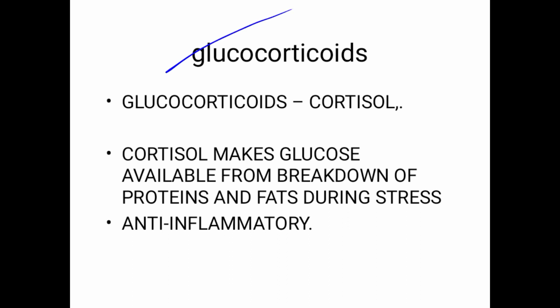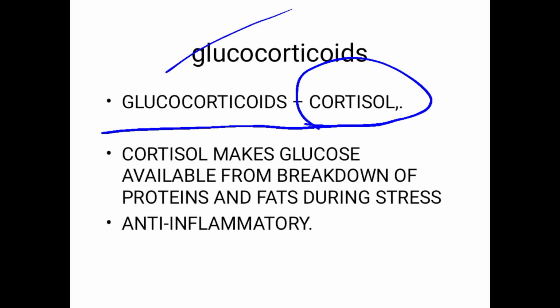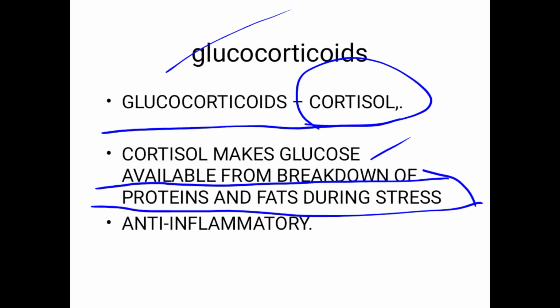Next are the glucocorticoids. The glucocorticoid example is mainly the hormone cortisol. The main function of cortisol is to make glucose available from the breakdown of proteins and fats during stress. During a stressful condition, to provide immediate glucose and energy to the body, cortisol is released, and it immediately breaks down the proteins and fats and helps to withstand the stressful condition.